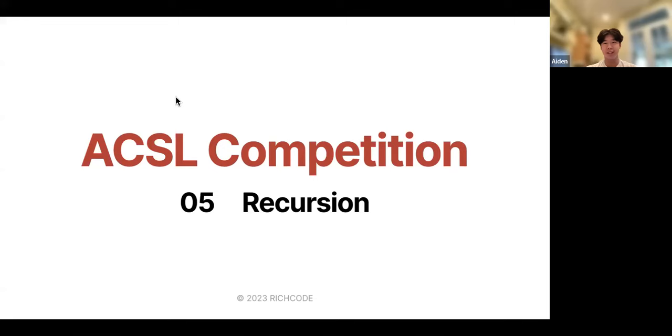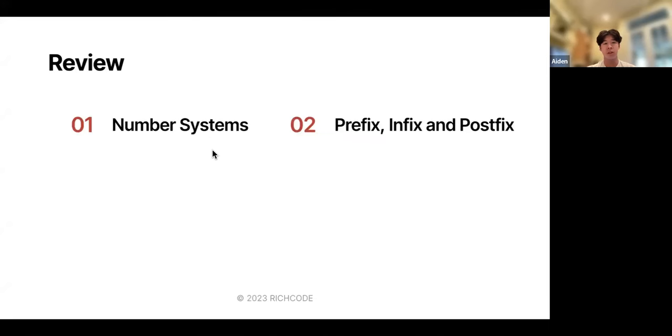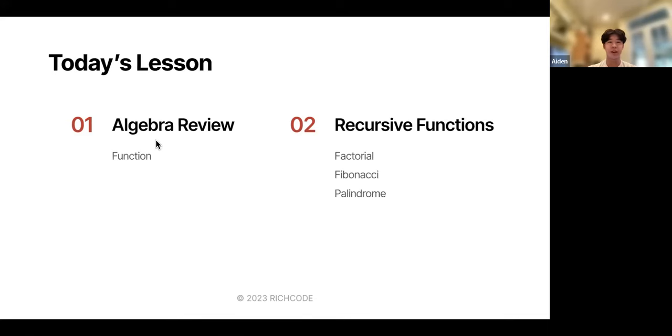So my name is Aiden, and today I'll be teaching you all about recursive functions and recursion. I believe last class you went over number systems and prefix, infix, and postfix notation. And so today we'll be going over a brief algebra review of what functions are, and then recursive functions and how to use them.